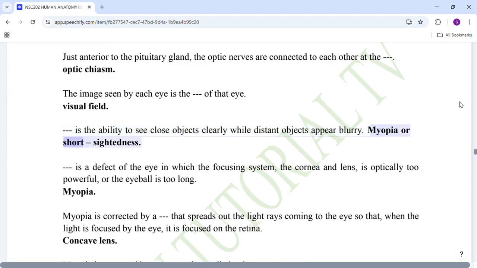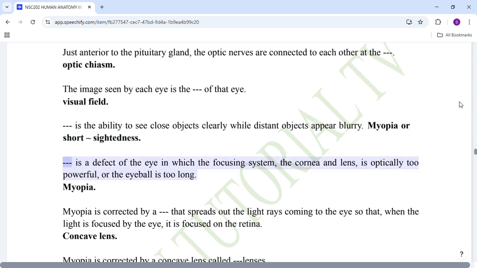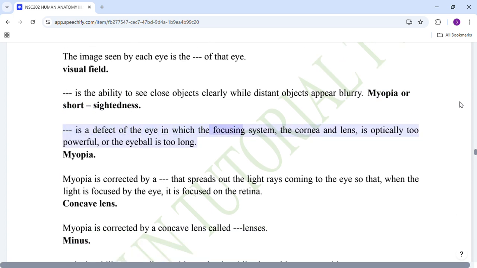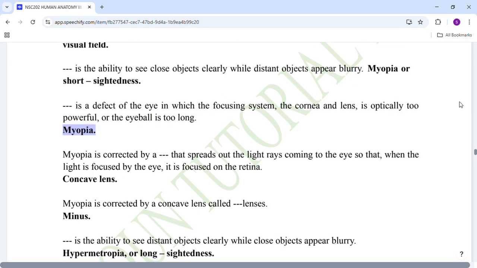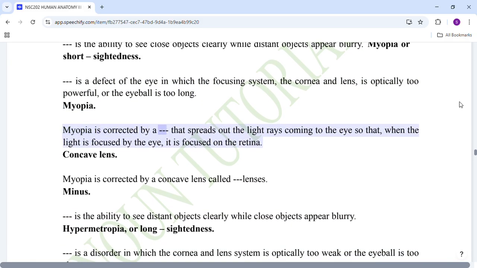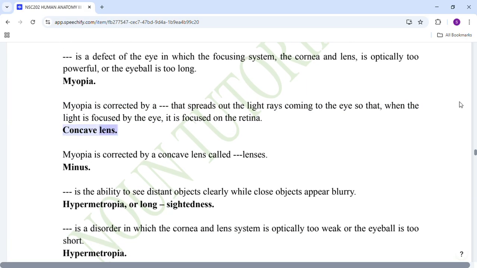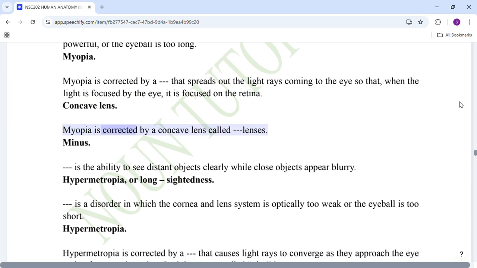Myopia, or short-sightedness, is the ability to see close objects clearly while distant objects appear blurry. Myopia is a defect of the eye in which the focusing system, the cornea and lens, is optically too powerful, or the eyeball is too long. Myopia is corrected by a concave lens that spreads out the light rays coming to the eye so that, when the light is focused by the eye, it is focused on the retina.